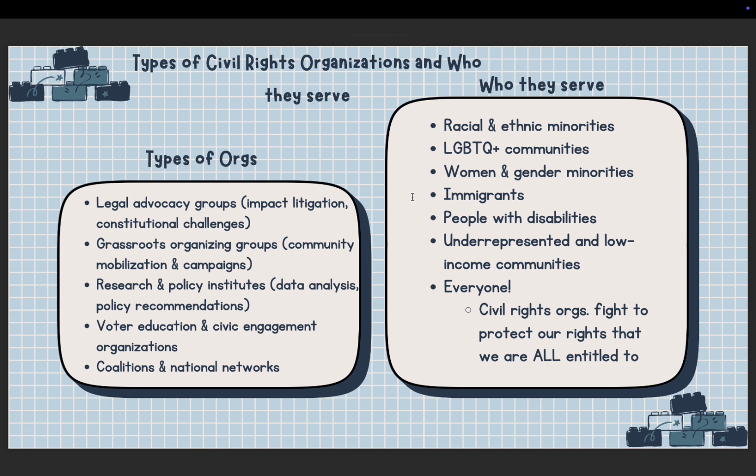Types of civil rights organizations and who they serve. Types of organizations. There are legal advocacy groups, grassroots and organizing groups, research and policy institutes, voter education and civic engagement organizations, and lastly, coalitions and national networks. Who they serve?